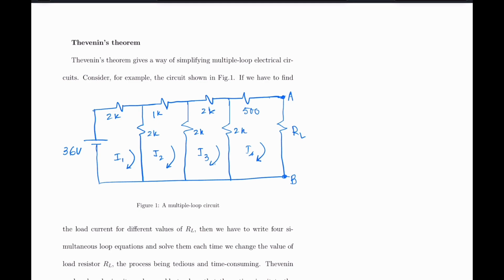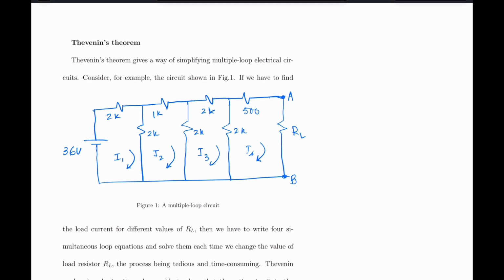If we have to find out the current flowing through RL, then we have to solve 4 loop equations each time we change the value of RL. RL के डिफरेंट वैल्यू के लिए हमें यदि करंट निकालना हो थ्रू RL तो हमें हर बार 4 डिफरेंट लूप इक्वेशंस को सॉल्व करना होगा. This process is tedious and time consuming.